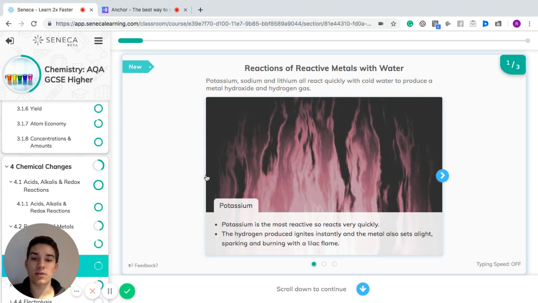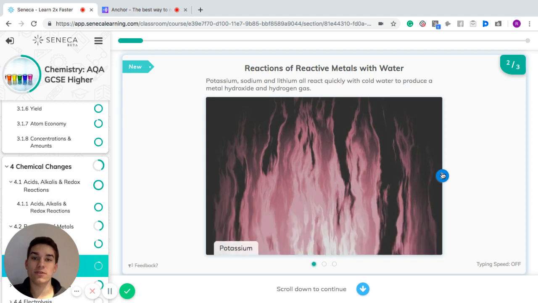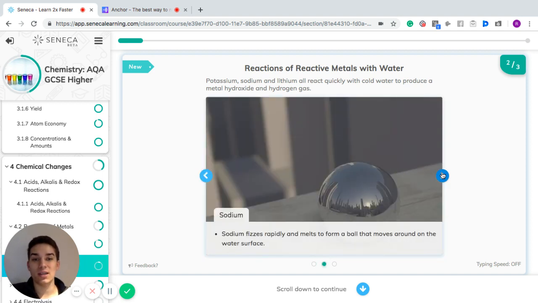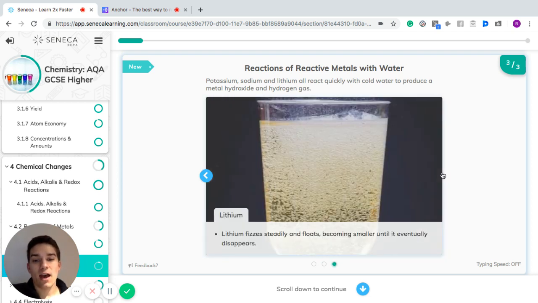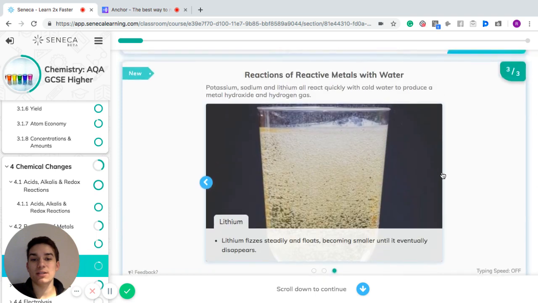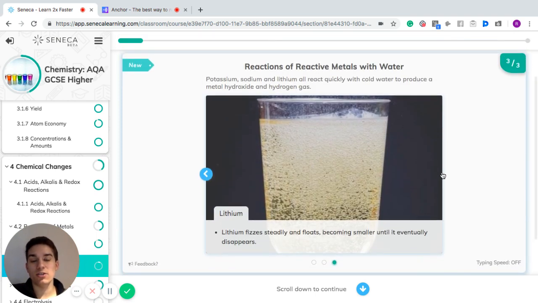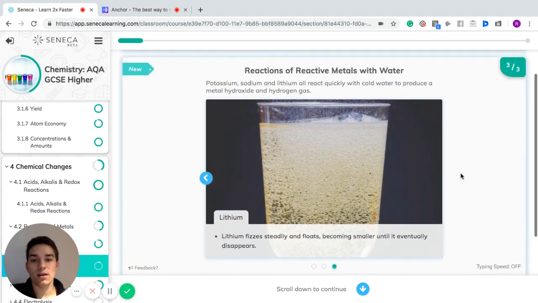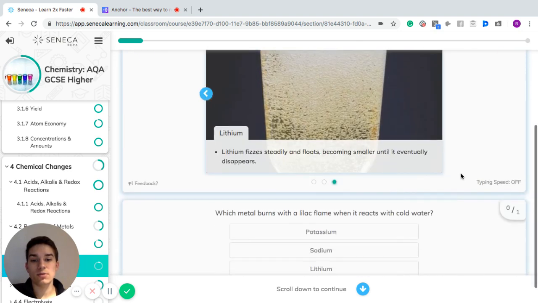And it will basically create sparks, and the metal will actually burn itself, and it will burn with a lilac flame, which is like a pinky purple colour. Now sodium will react with cold water by fizzing rapidly and melting to form a ball that moves around the water's surface. And lithium will also fizz steadily and float, becoming smaller gradually until it eventually disappears. So the trend is, the further down you go down that group in the periodic table that has those metals in, the more reactive the metal gets.